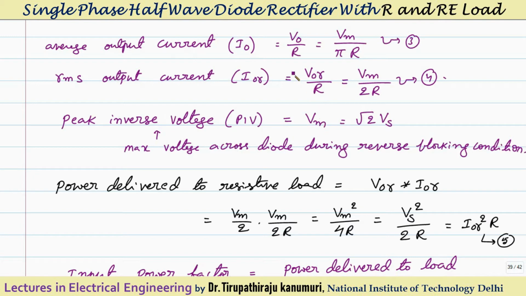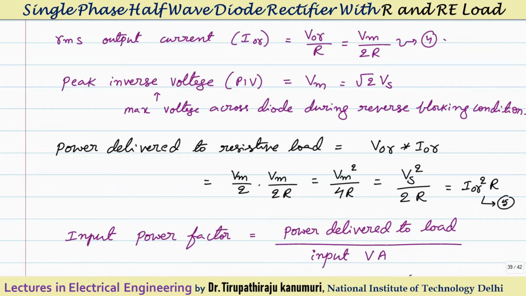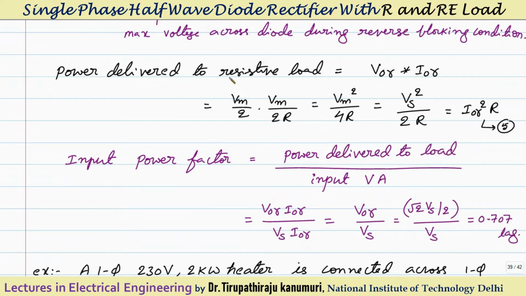That peak inverse voltage in the case of a half wave rectifier will be equal to V maximum, which is root 2 times the RMS value of your supply voltage. RMS value I am representing by the capital letter, so V suffix S. S means source value, source RMS value. Getting it?